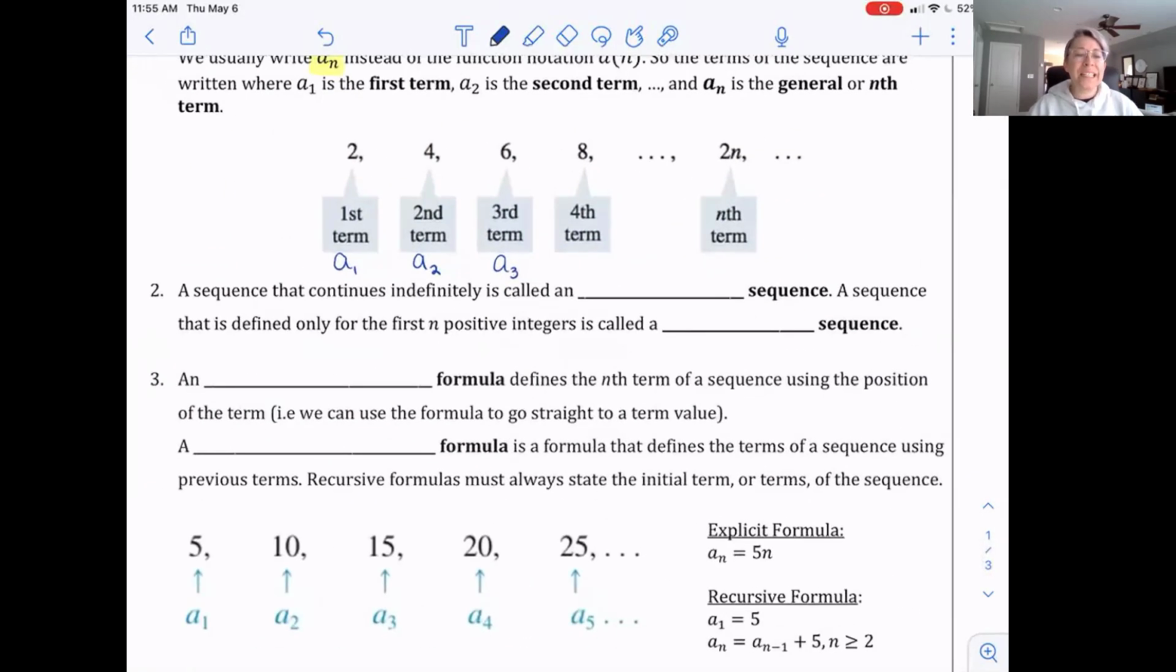So a sequence that continues indefinitely is called an infinite sequence. A sequence that is defined only for the first n positive integers is called a finite sequence. In other words, there's an end to it.